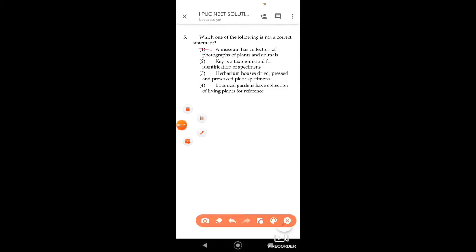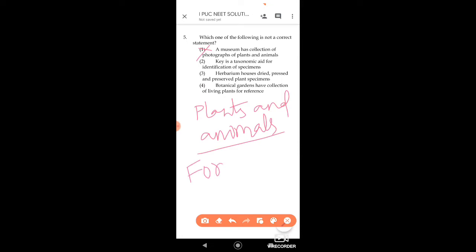A museum has collection of photographs of plants and animals. So this first statement itself is wrong. Let me tell you a few important aspects here. Museums have collections of preserved plant and animal specimens, both plants and animals are preserved in the museums. The specimens can be preserved in containers or jars in a preservative solution. For example, the preservative solution we have is formalin. Any organism can be stored in preservative solutions, and it is done in the museum.